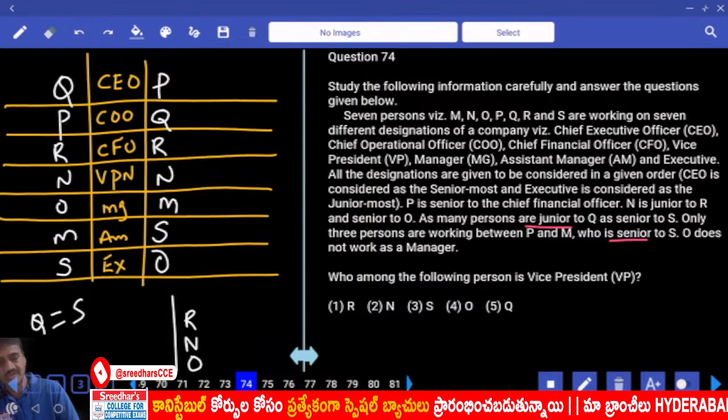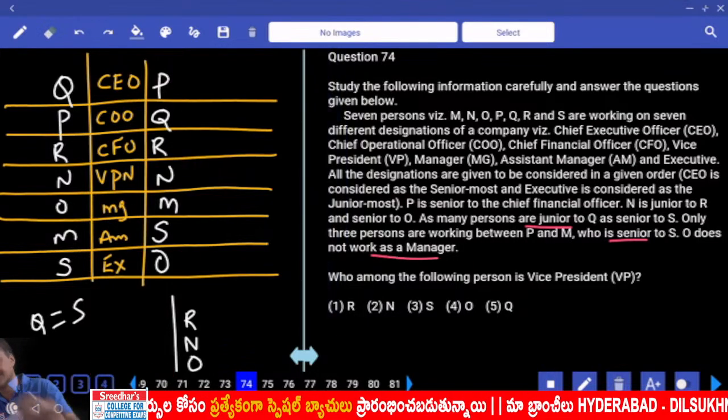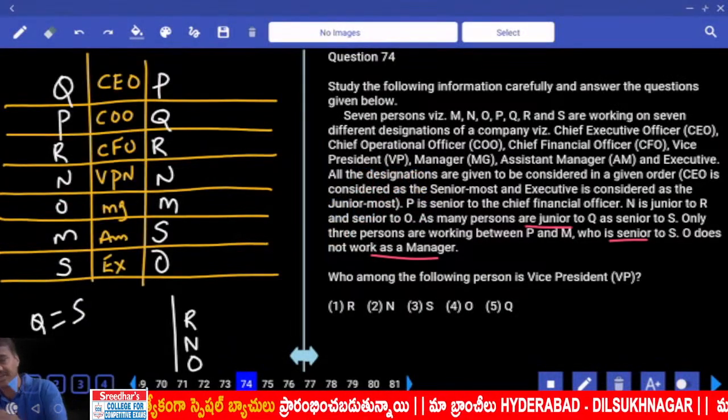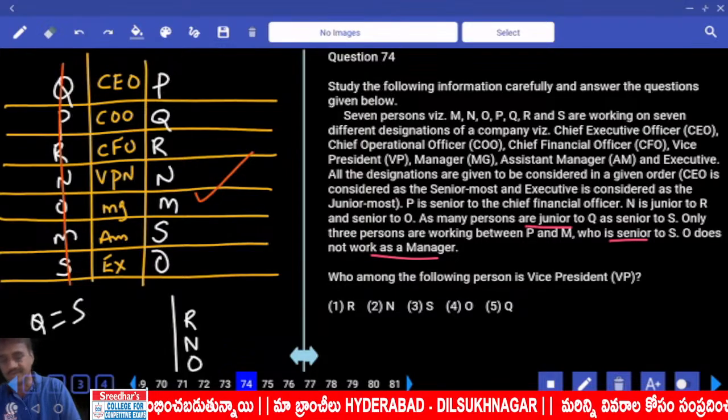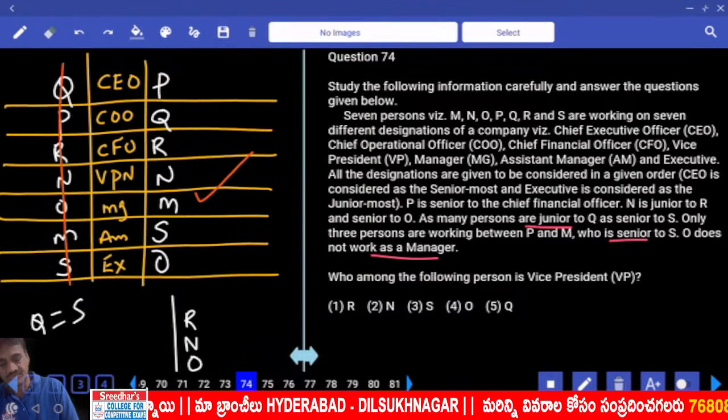Then what is the information we have? O is not working as a manager. Now in the first case, O is working as a manager, and this is ruled out. Now we are left with this case. So this is for questions 74 to 78.